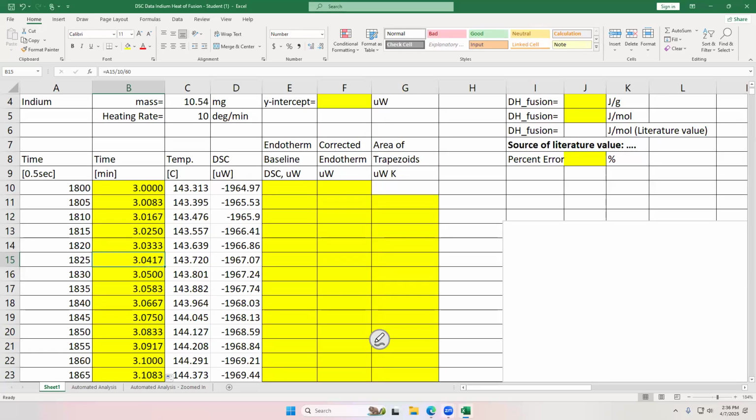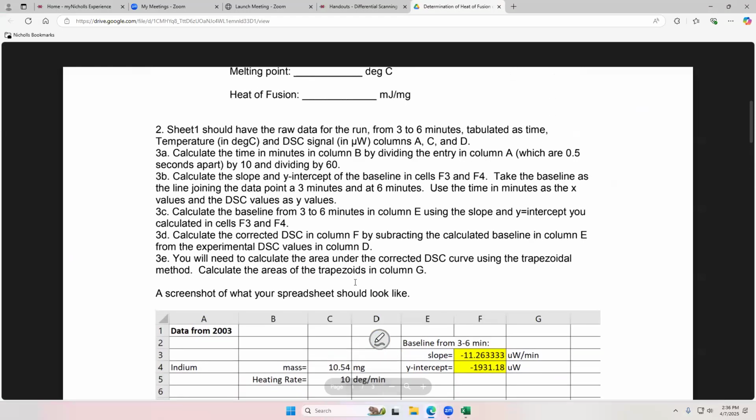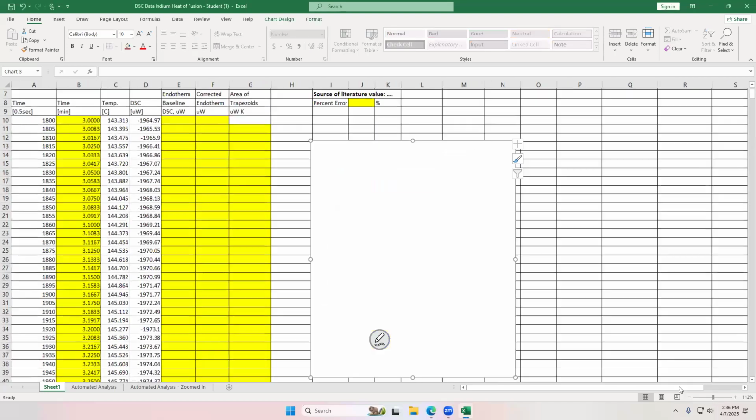Now, what else do we need to do? You calculated the time in minutes, so you divide by 10 and then divide by 60. Let's calculate the slope and the y-intercept of the baseline in cells F3 and F4. We're going to take the baseline as the line joining the data point at 3 minutes and at 6 minutes. Let's graph this first so we can see where the baseline is.